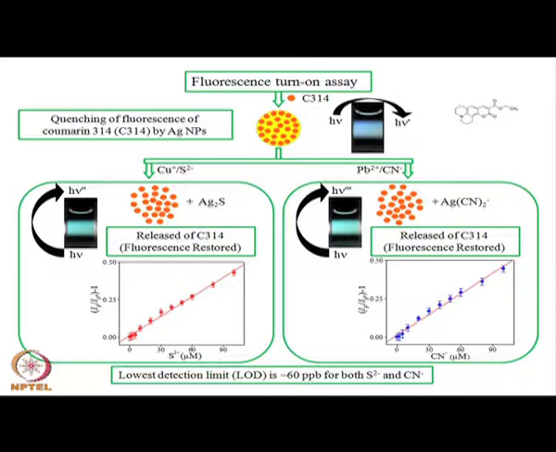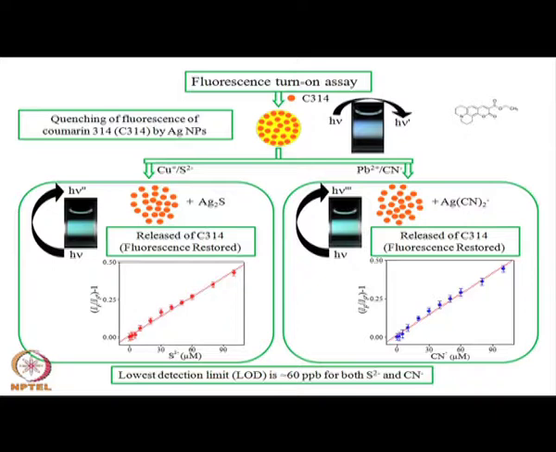So, if there is sulfide or cyanide or both together, and they are either 60 ppb or more than 60 ppb, then it is probable that this fluorescence will be turned on. That means you are sure that impurities or suspected impurities are there, and now you can examine closely whether these suspected ions are present.